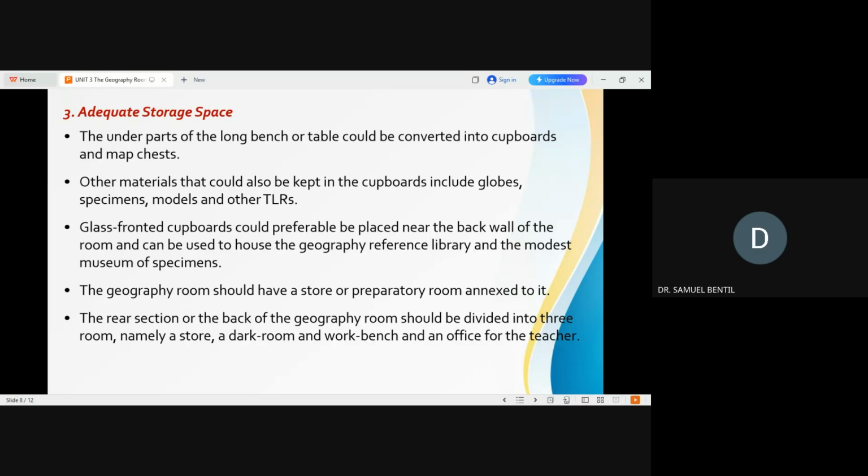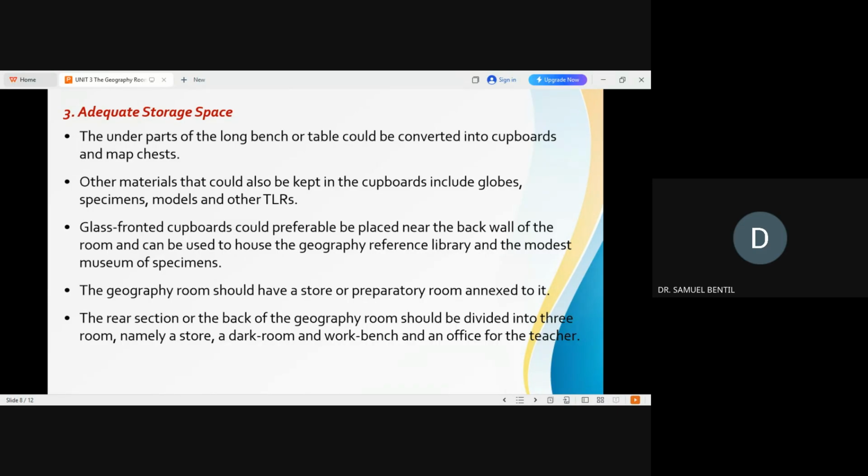The back of the geography room can be divided into 3 rooms. One will be a storeroom, one will be a dark room, and another room will be a workbench room. So a dark room and a workbench room. Then the last, which is the 3rd room, will be the office for the geography teacher. So 3 rooms: the storeroom, the dark room or workbench room, and the last one is the office for the geography teacher.